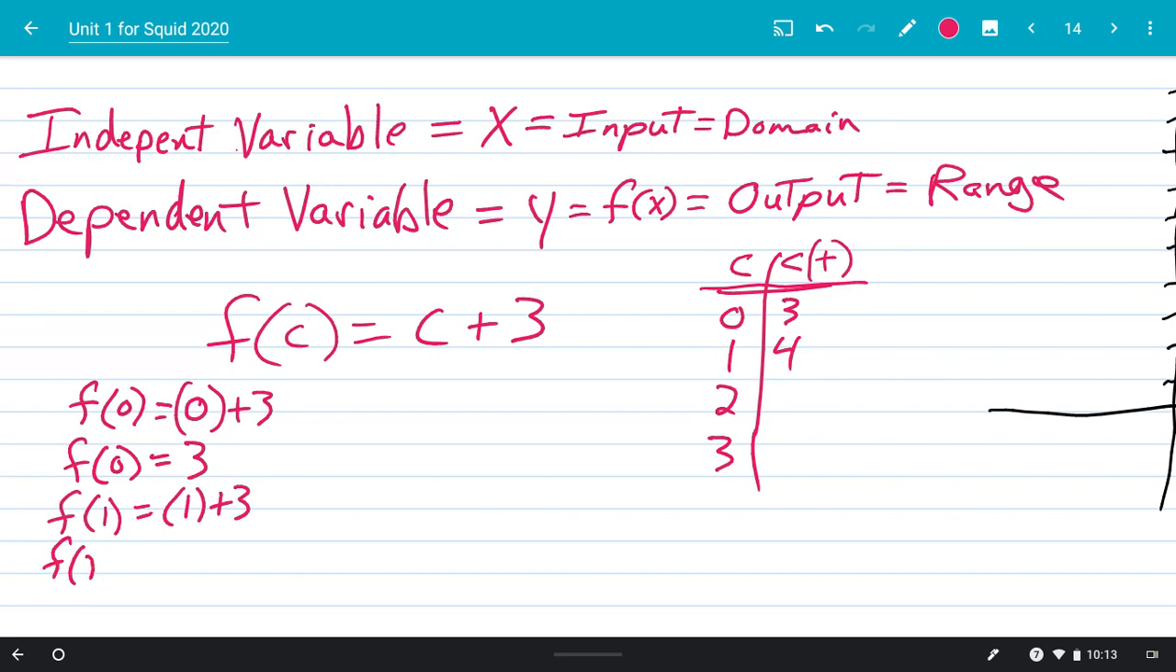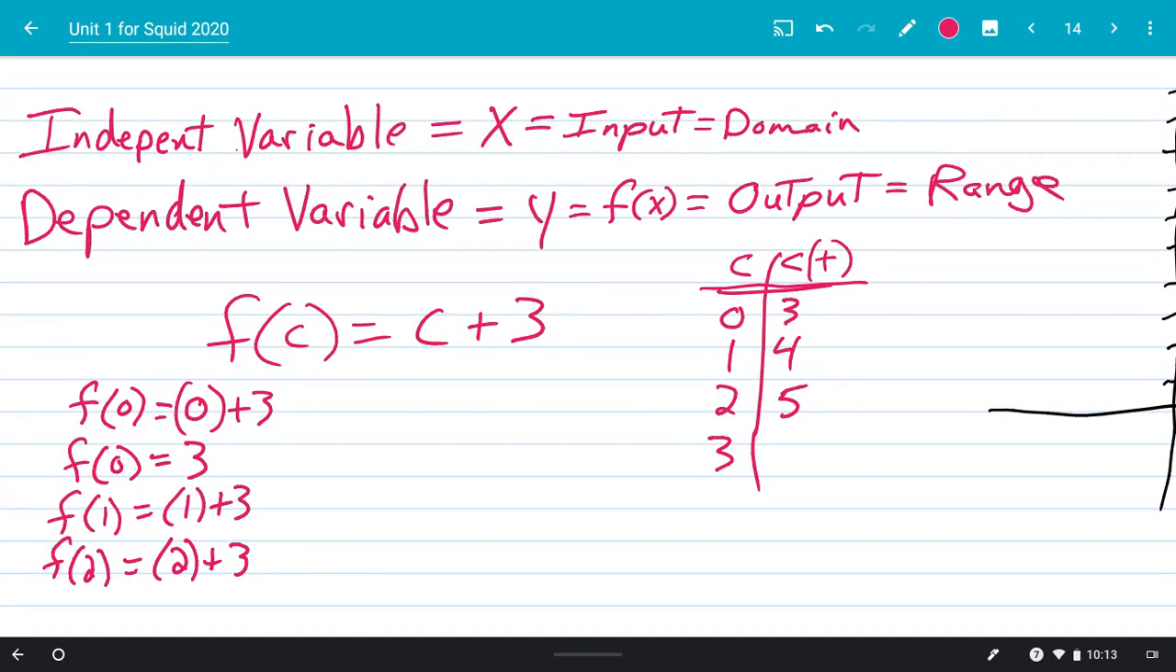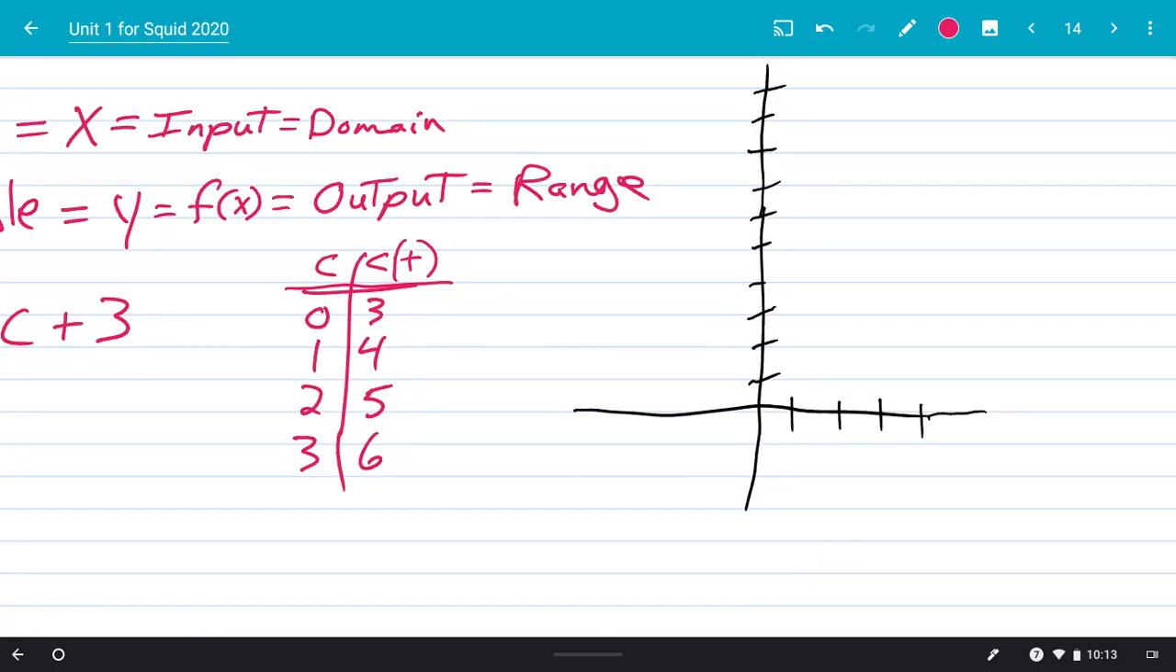So f of 2. I do want you to notice that every time I'm plugging something in, what am I doing to it? I'm putting a parenthesis around it. Yes? We talked about that the other day. Make sure we put a parenthesis around it every time we plug it in. 2 plus 3 is 5. Do you see the pattern happening here in our outputs? What's the next one going to be? It's okay for you to see that pattern and finish it that way too, instead of doing the work. That's allowable.